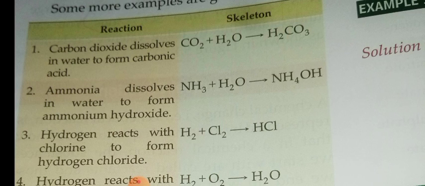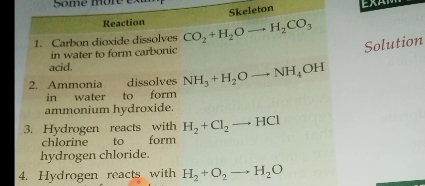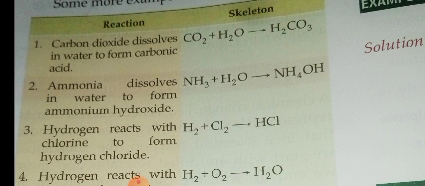So, in this class, we are going to learn how to write a chemical reaction, how to write a balanced chemical reaction, and a more informative chemical reaction. Look at the tabular column given here. Here some reactions are discussed and their skeleton equations. A skeleton equation is nothing but simply writing the symbols of the reactants and the products.